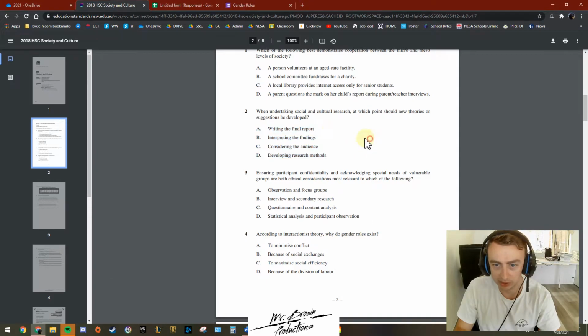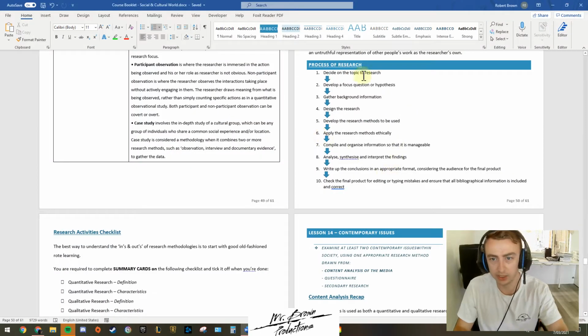So for example, when they're saying here, when should new theories be developed? You're not going to write a new theory when you're writing your final report. That's just a bit silly. You're not going to write a new theory before you've even developed research because you haven't done any research to find it. Do you know what I mean?